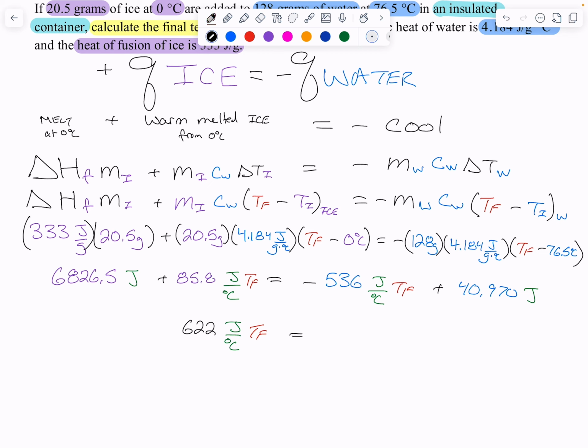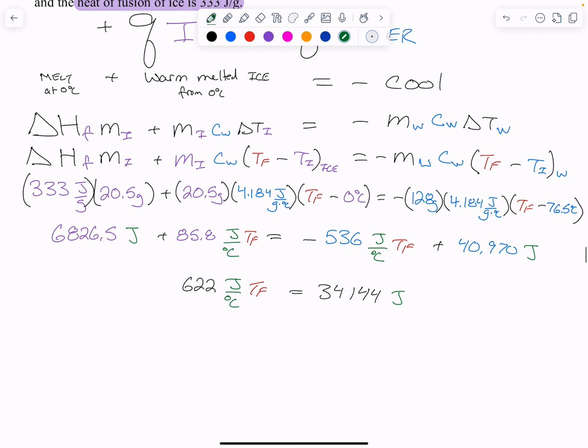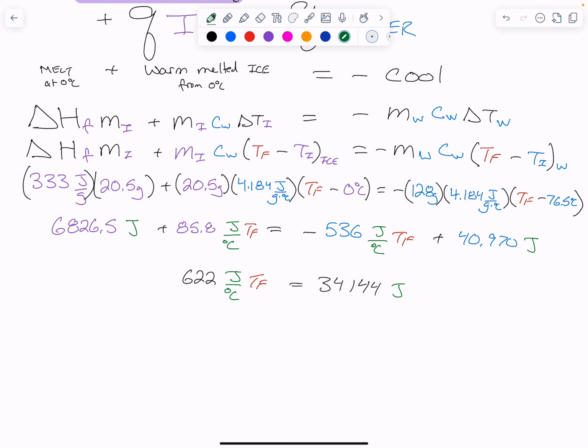equals, do the other math, I get 34,144 joules. And then I can just divide by 622 joules per degree Celsius. Degree Celsius comes up top. And my final temperature, I get 54.9 degrees Celsius.